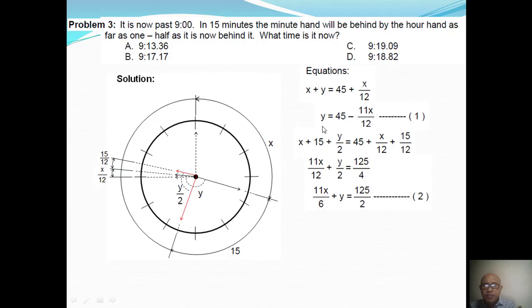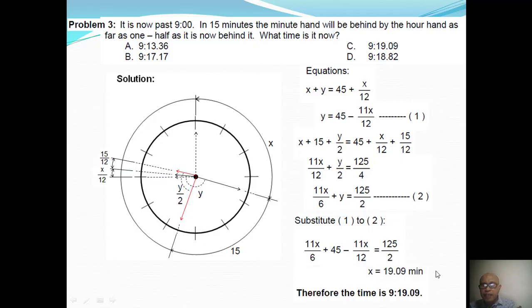And then, I can substitute Y here. So, substitute equation 1 to equation 2. So, 11X over 6 plus Y, which is 45 minus 11X over 12, equal to 125 over 2. And from this, X is equal to 19.09. So, therefore, the time is 9:19.09. Okay? So, clock problems na.